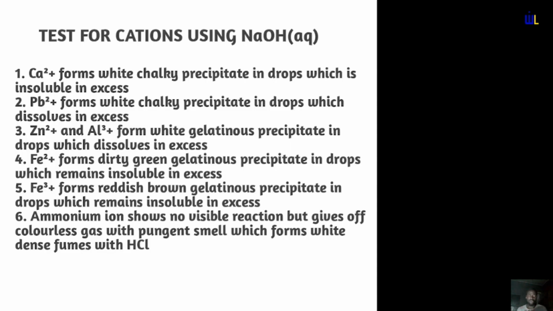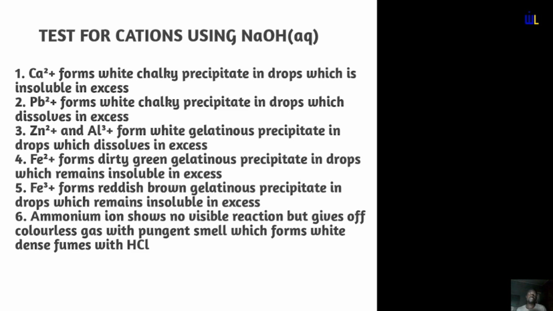The second ion we are going to be considering is lead-2 ion. Lead-2 ion, just like calcium, forms white chalky precipitate in drops. But the difference is that because it is amphoteric, it will dissolve in excess NaOH. So have that in mind.